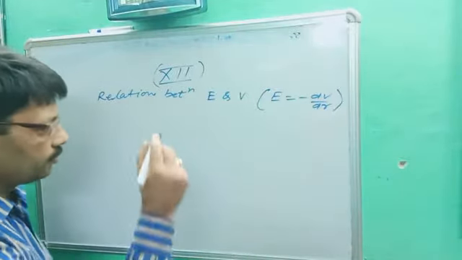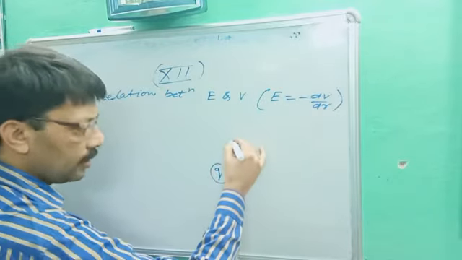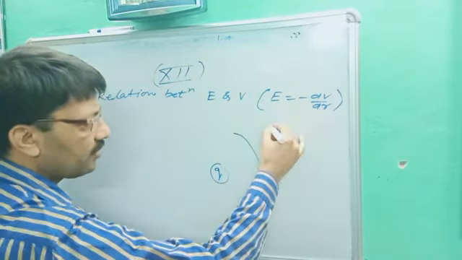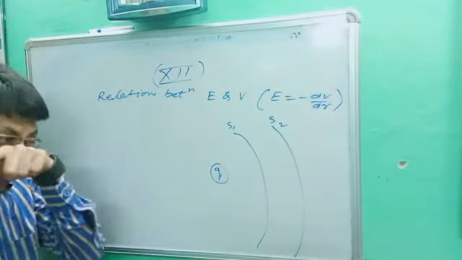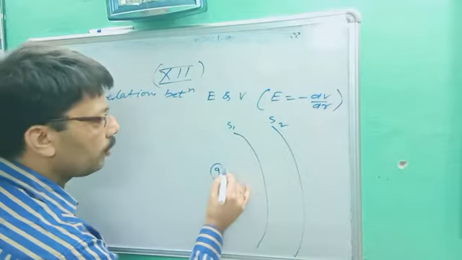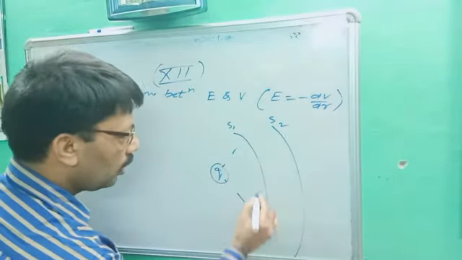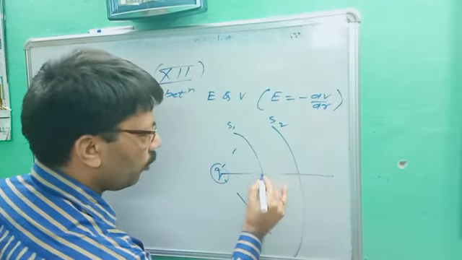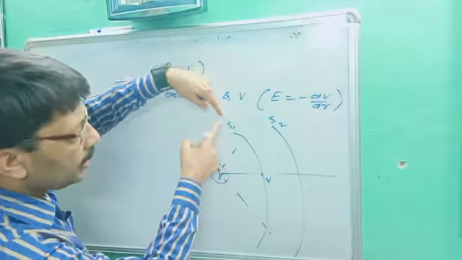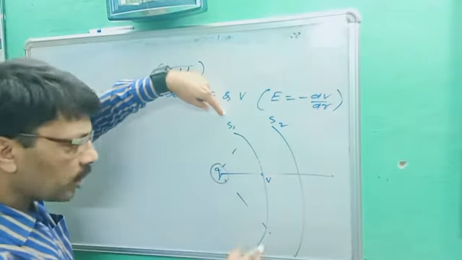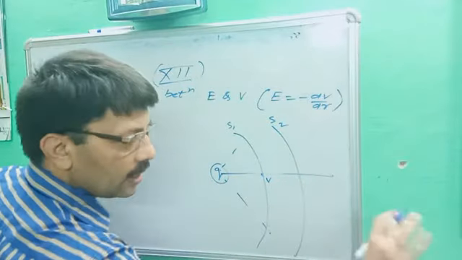Now let's suppose there is a charge Q, and yesterday I told you there are some surfaces. Let's suppose these surfaces are S1 and S2. Such types of surfaces are called equipotential surfaces. This is plus Q charge. Let's suppose the potential at the S1 surface is V. Everywhere on it the potential will be V. When we move away, the potential decreases a little.